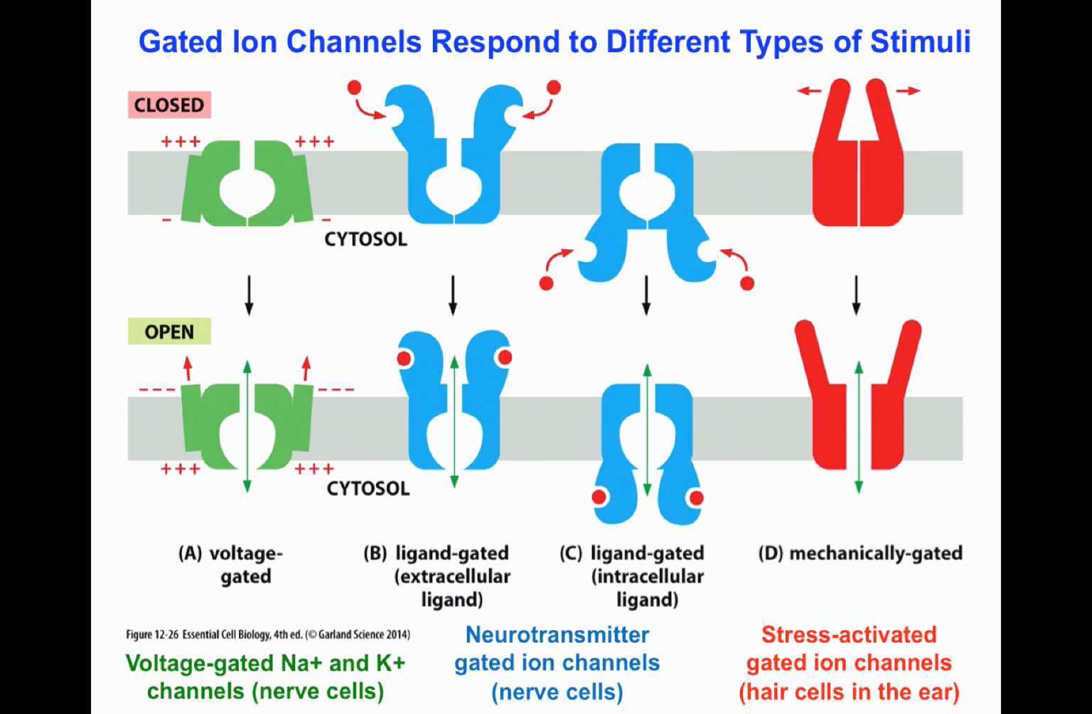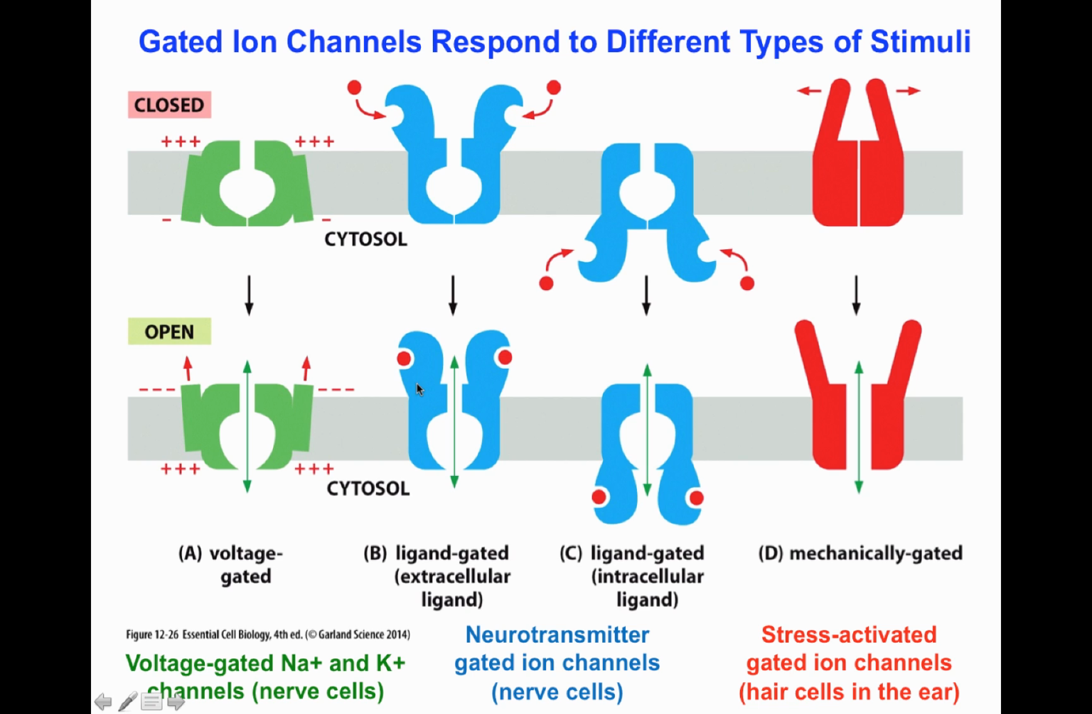Now, let's take another look at some gated ion channels and how they're able to respond to different stimuli. One of the stimuli that the gated ion channel responds to is voltage. As we have discussed, you have a voltage potential, so the membrane potential, across the membrane. So for example, in the upper part here in green, you can see that the extracellular charge is positive and the intracellular charge is negative.